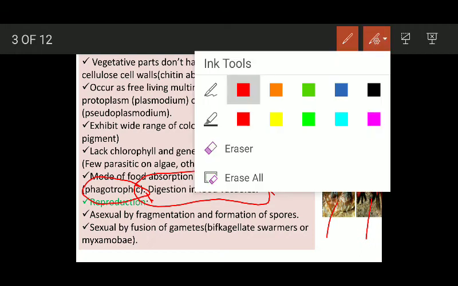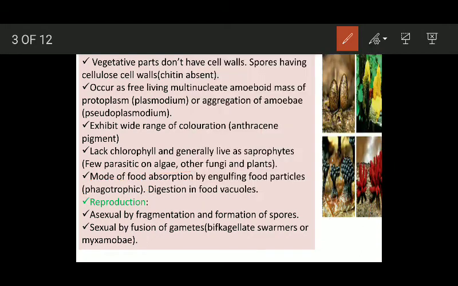Now their reproduction. Reproduction occurs both by asexual as well as sexual means. Asexual reproduction occurs by fragmentation, when the body of the slime mold breaks down and each fragment is capable of producing a new organism, and it can also take place by the formation of spores. Now the sexual reproduction occurs by the fusion of gametes, and the gametes can be either biflagellate swarmers or myxamoebae.